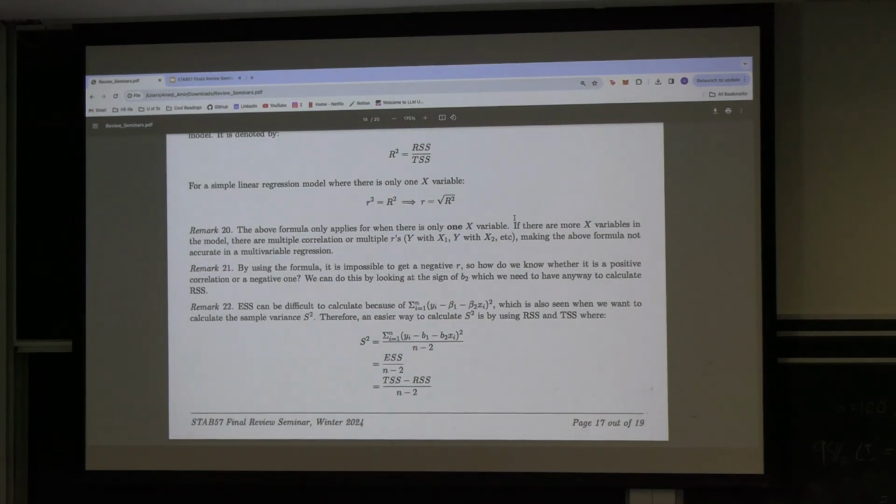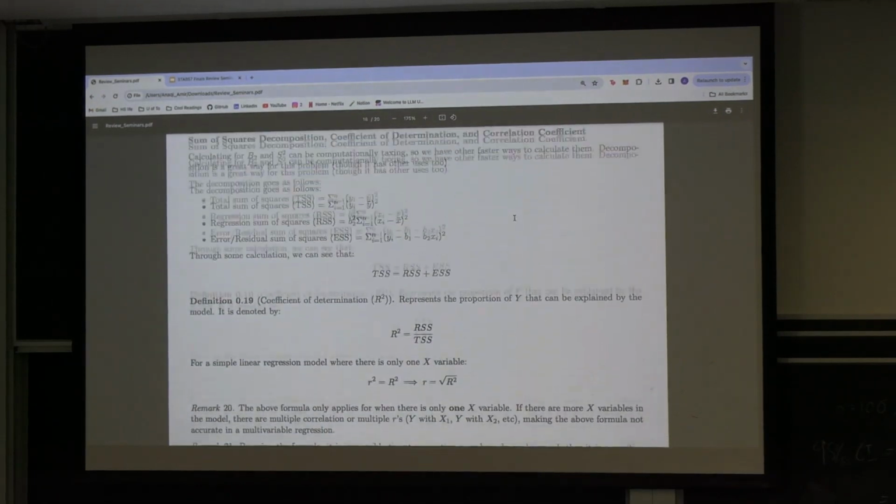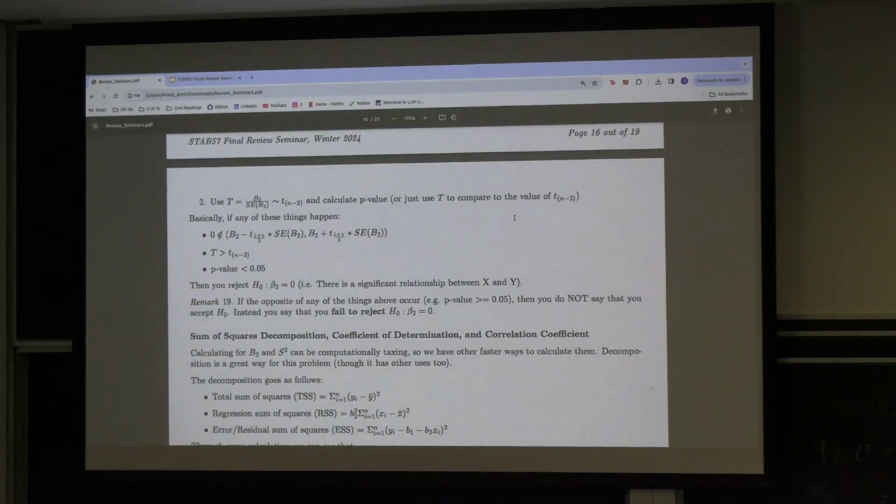Does anyone have any questions for that? Yeah. Why is it t greater than t n-2? So if t is greater than t n-2, then it basically states that your test statistic is in the rejection region. Yes. So it's more extreme than your critical value, right?